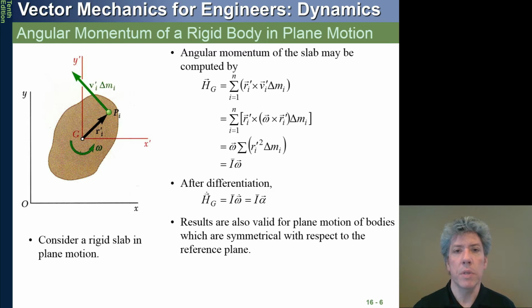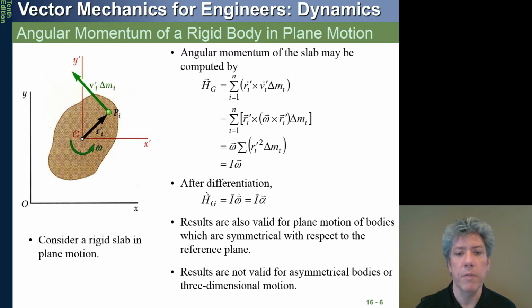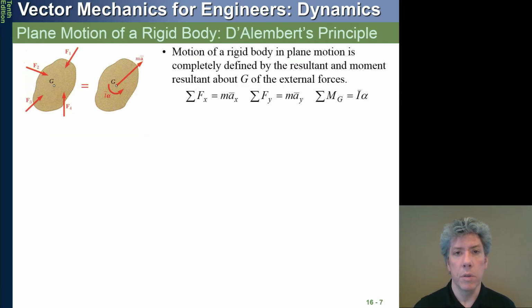So these results that we've got here are also valid for a body that's not just a 2-dimensional body in the plane, but that has some height, as long as it's symmetrical on either side of this XY reference plane. Now, if the bodies are not symmetrical about that plane, or if we're talking about 3-dimensional motion, then these results are no longer valid. But we're going to restrict ourselves to 2-dimensional motion.